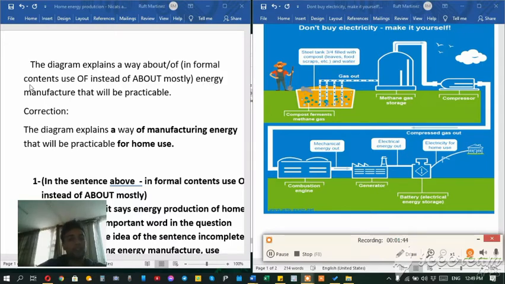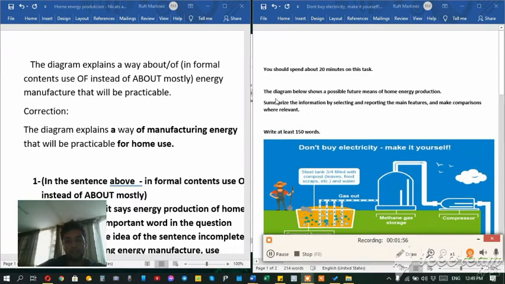Here you have written manufacturer that will be practicable. So you have a noun here. The question says, the diagram below shows a possible future means of home energy production. Instead of production, you choose to write manufacture. Energy manufacture doesn't sound that good, doesn't sound professional. This is called possessive case.